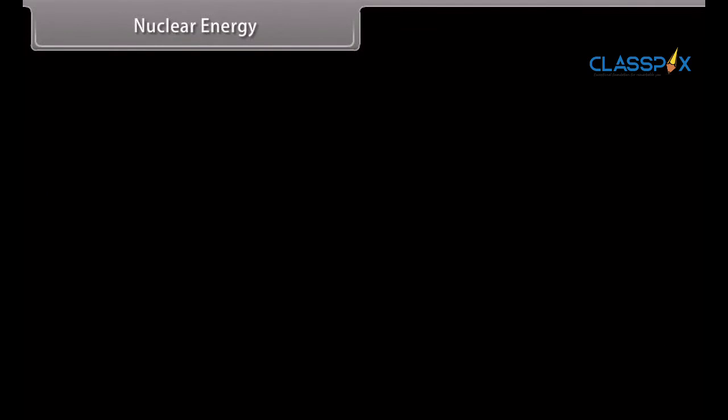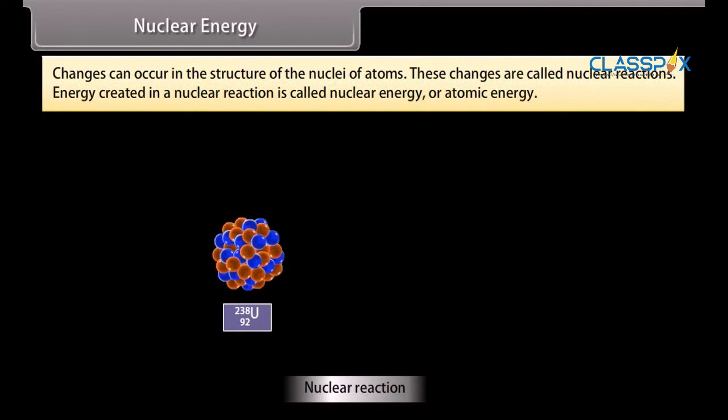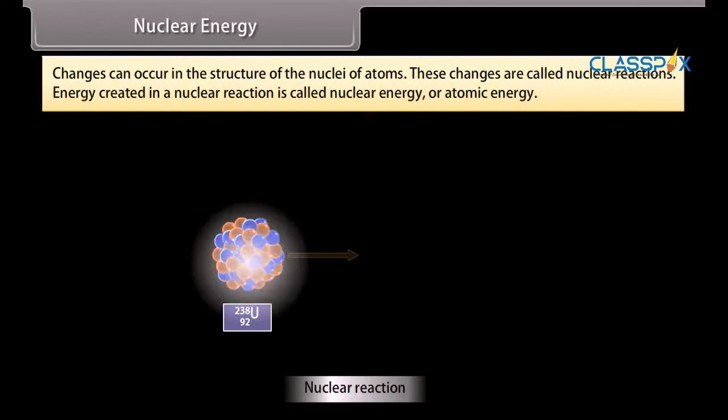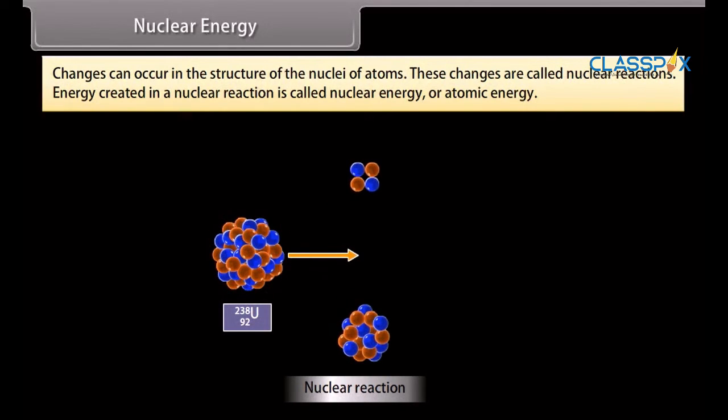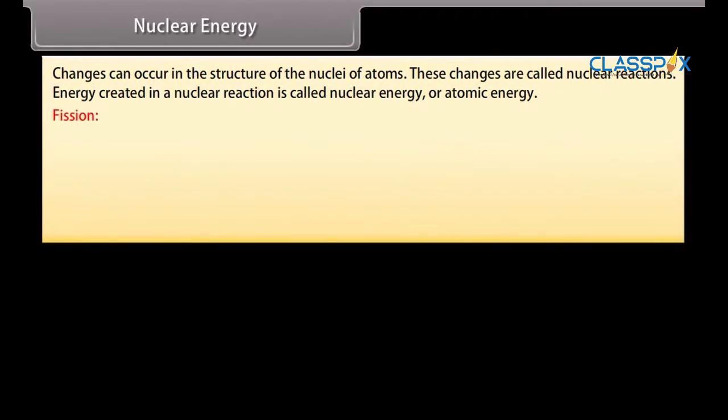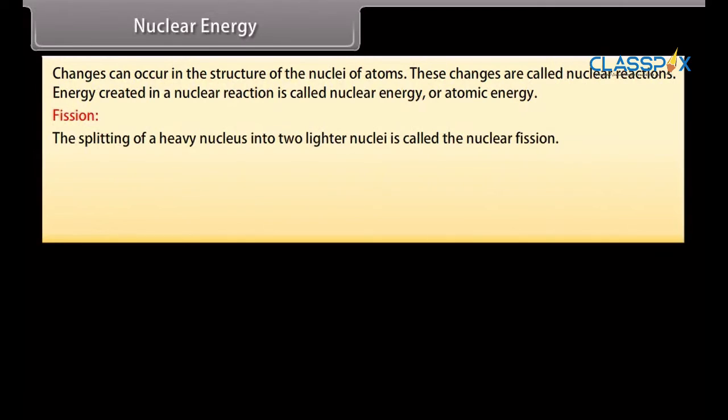Nuclear energy. Changes can occur in the structure of the nuclei of atoms. These changes are called nuclear reactions. Energy created in a nuclear reaction is called nuclear energy or atomic energy. Fission. The splitting of a heavy nucleus into two lighter nuclei is called the nuclear fission.